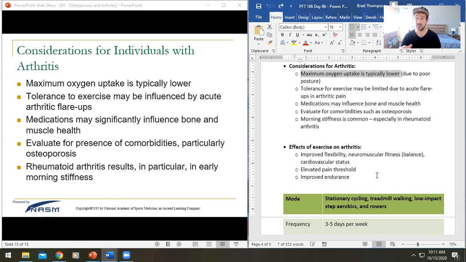In osteoporosis, there's less bone density. Less bone density means fewer red blood cells. In arthritis, lack of space results in poor posture because they're trying to find a comfortable position. Poor posture results in decreased oxygen uptake. They cannot expand their diaphragm as much as they're supposed to because they cannot sit upright, because that hurts their joints. So their tolerance for exercise may be limited due to arthritis pain.